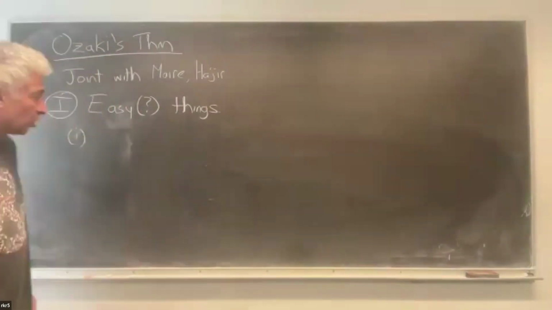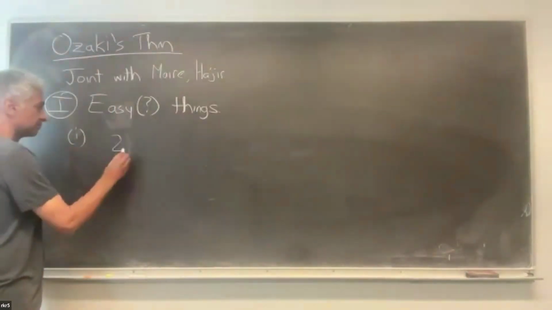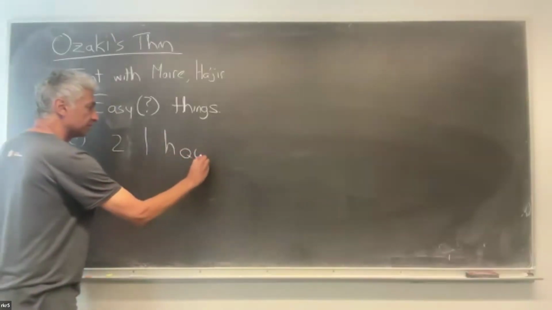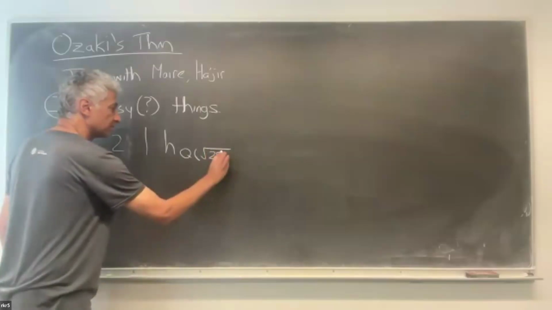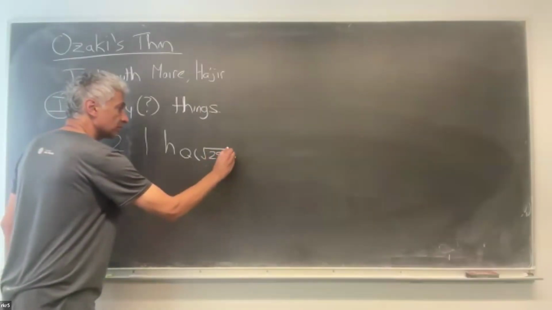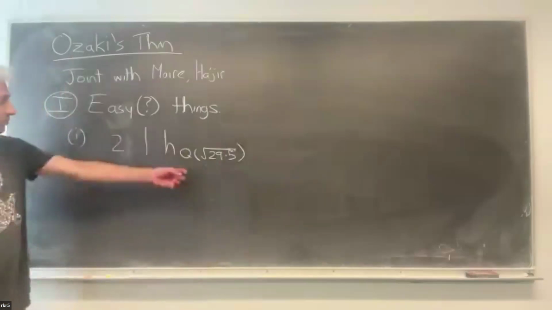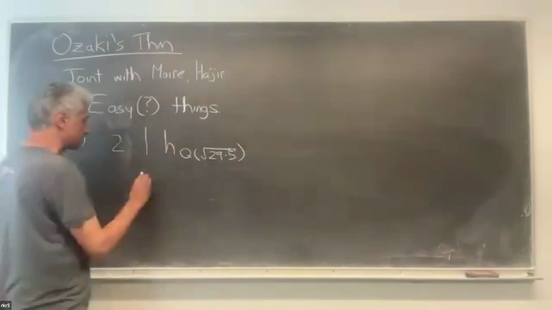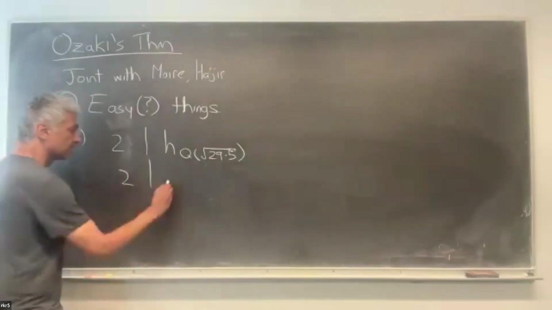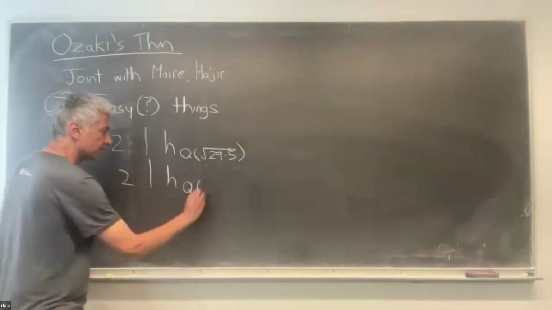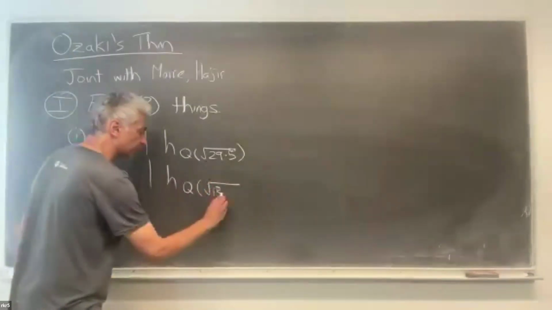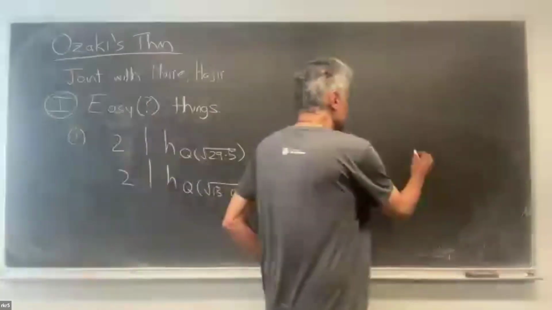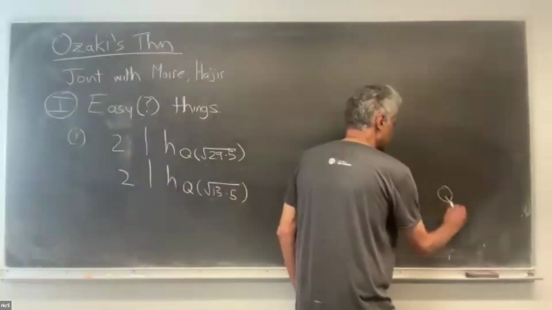The first is that 2 divides the class number of the field you get by adjoining the square root of 29 times 5, and it divides the class number of the field you would get by adjoining the square root of 13 times 5. And I'll very quickly do one of these. Maybe I'll do 13.